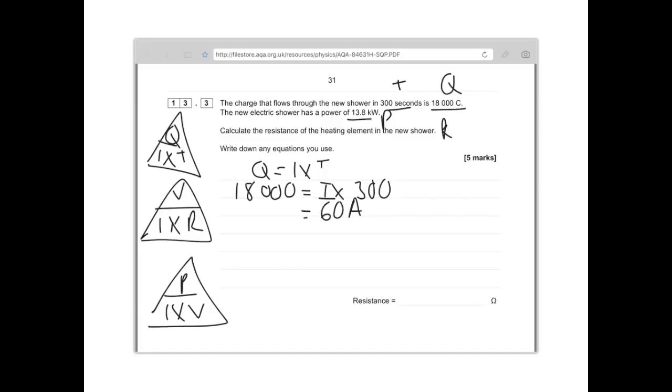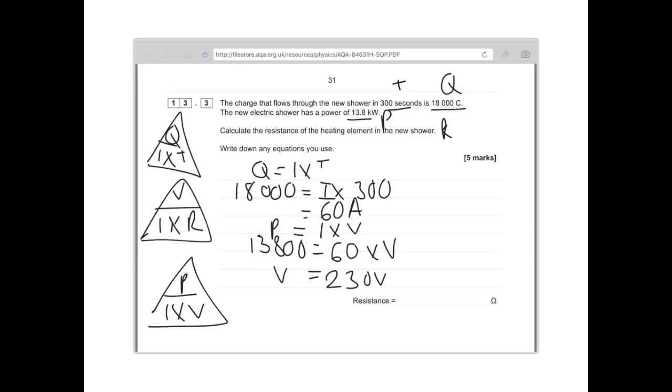Then we're going to use power equals current times voltage, and I'm writing out all the equations because it's good practice, and also they've asked us to do it in the question. So we've been told power is 13.8 kilowatts, so you need to convert that to just watts by timesing it by 1,000, so it becomes 13,800 equals I, which we just worked out is 60 times V. To get V by itself, divide both sides by 60 to get a voltage of 230 volts.